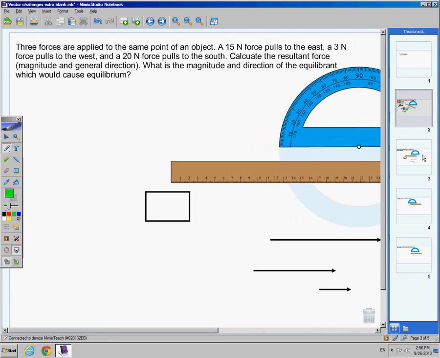Let's try another one. This one says 3 forces are applied to the same point of an object. A 15 Newton force pulls to the east, and a 3 Newton force pulls to the west, and a 20 Newton force pulls to the south. Calculate the resultant force, magnitude, and general direction. What is the magnitude and direction of the force which would cause equilibrium? All right, let's do the first part. So I'm going to give everyone 10 seconds to stop and pause this if you want to try it yourself.